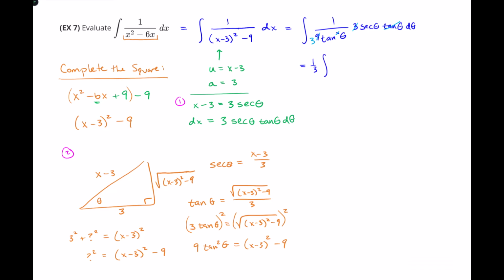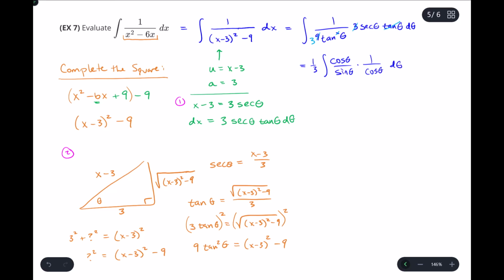So I wonder if I change everything into sines and cosines, if I can get some more canceling. All right, so tangent is sine over cosine, so 1 over that would be cosine over sine. Secant is 1 over cosine. Okay, this is good because here's something else that will cancel this cosine factor. So that leaves me 1/3. And then I just have 1 over sine theta, which is cosecant.